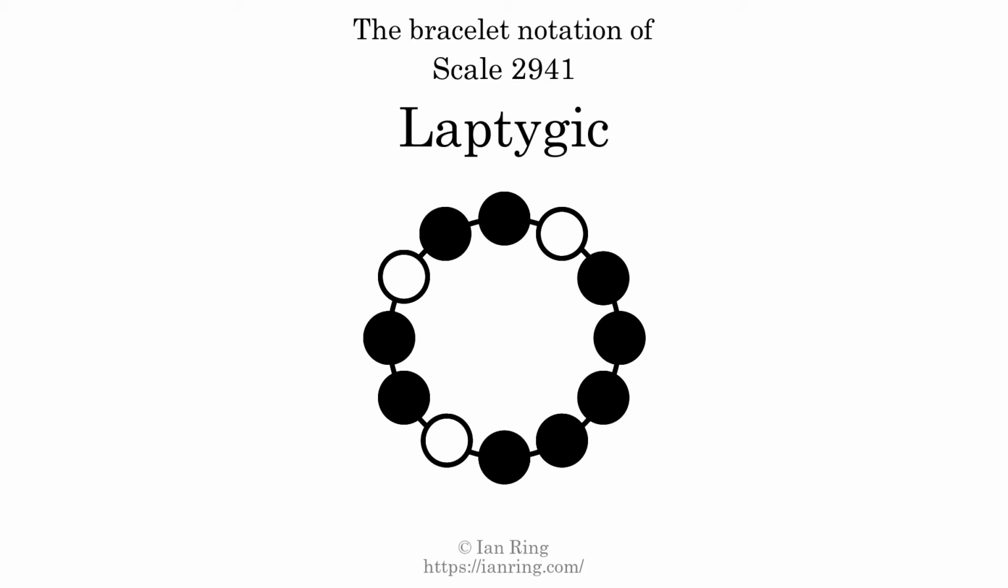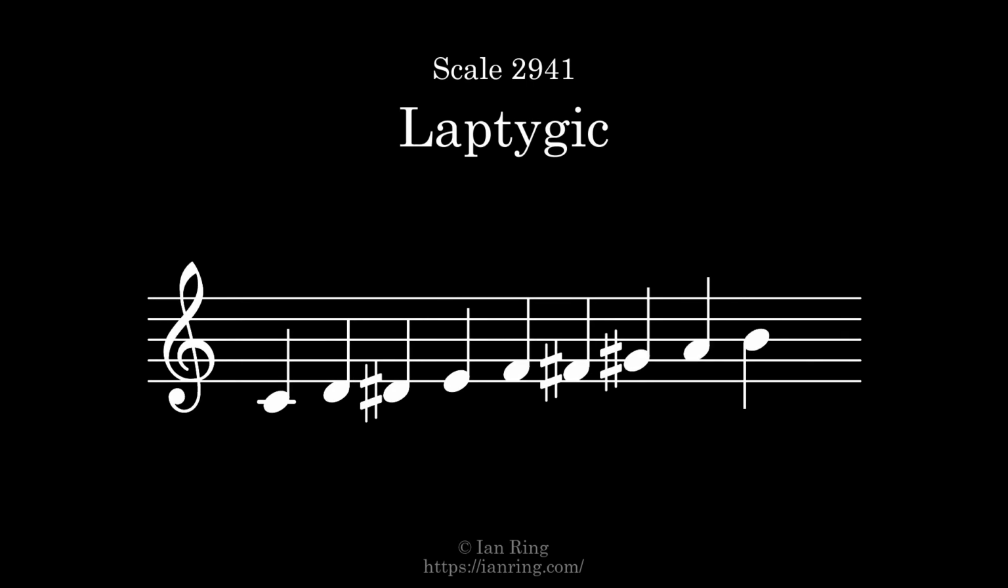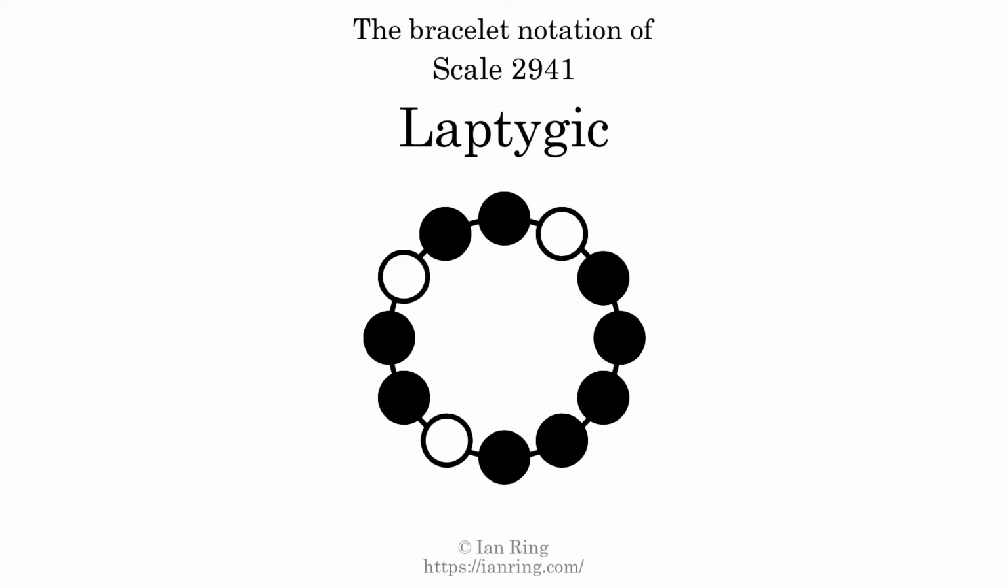2941, Laptygic, which sounds like this. This scale has 9 tones, which means it is called an enneatonic scale. This is a bracelet notation diagram of scale 2941. The shaded circles represent tones that appear in the scale, and they are read clockwise, starting at the top.